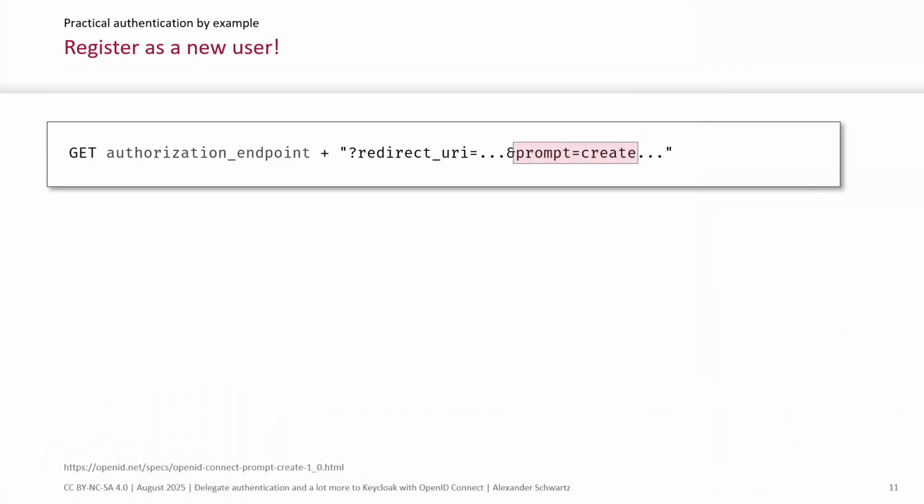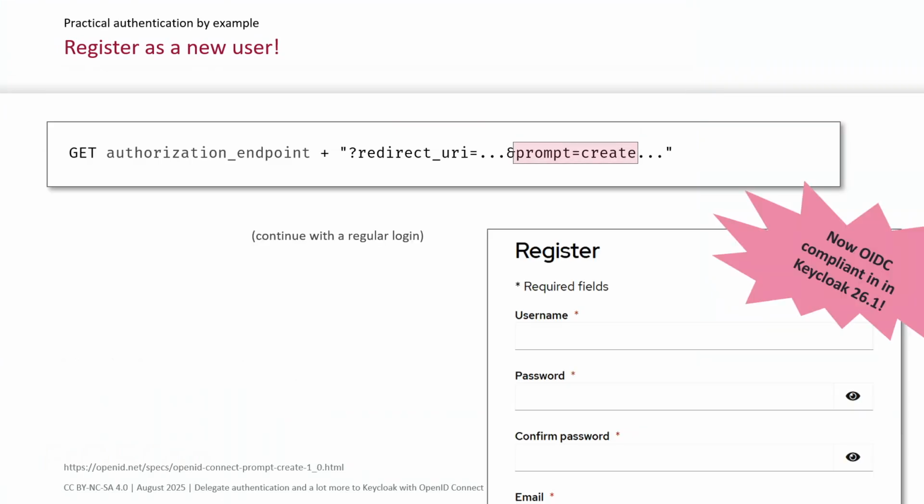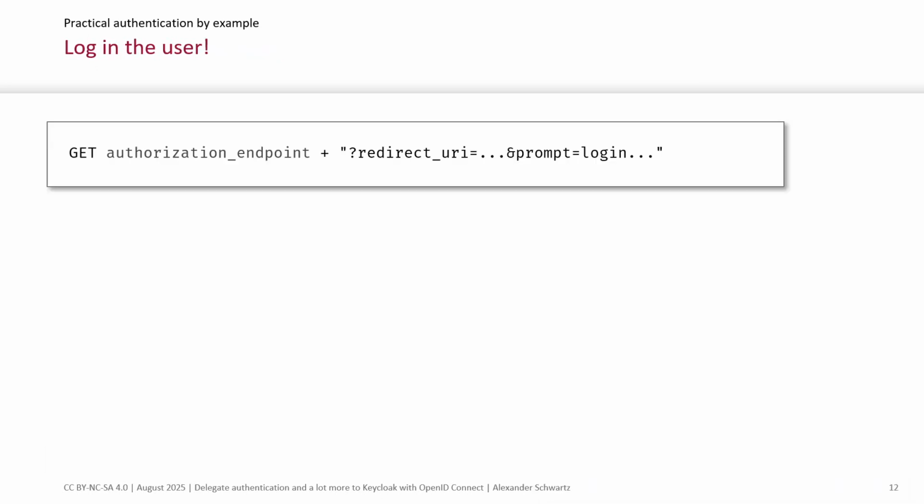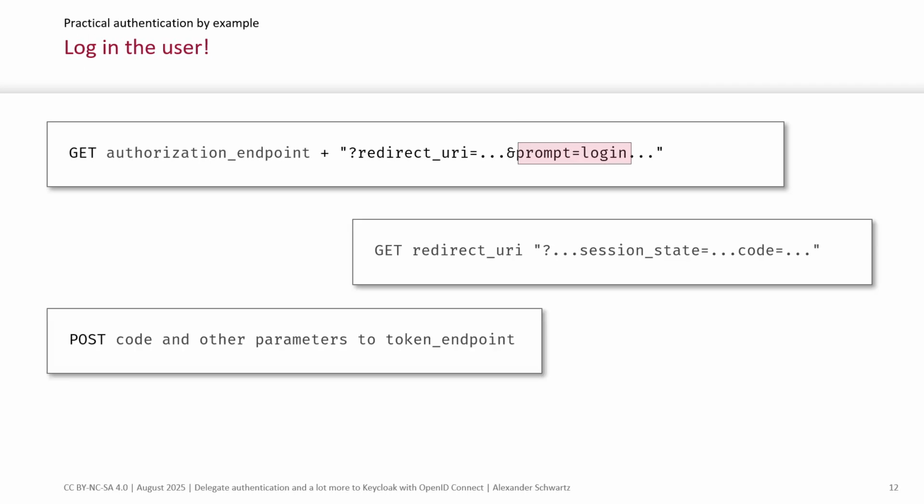Yeah, registration, we saw that with this prompt create. And this registration is an OIDC standard, part of this bunch of flows and standards in OpenID Connect. And we added that in Keycloak 26.1. And login was there all the time anyway. And what you then receive there is the redirect with the session state and the code. And basically, once the session state has changed, you know that a new login has happened.